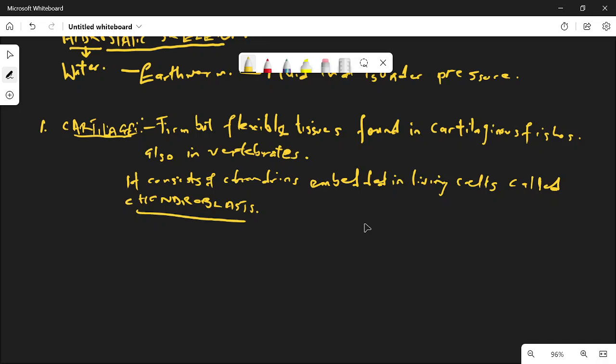Now, the next one is the bones. There is a very fine transition between the cartilage and the bones. Let me quickly say this. Note this, please.